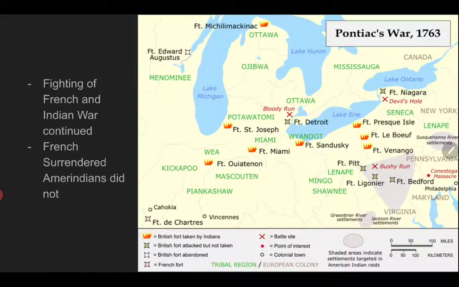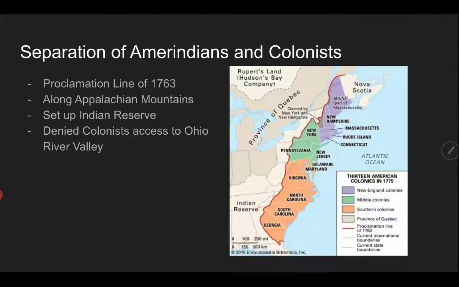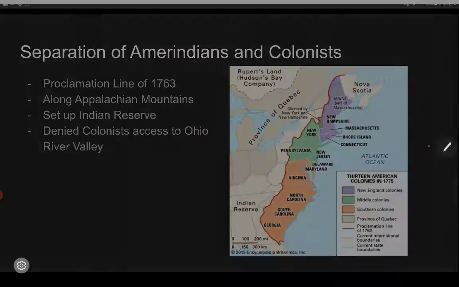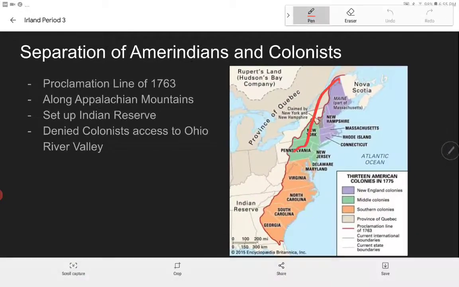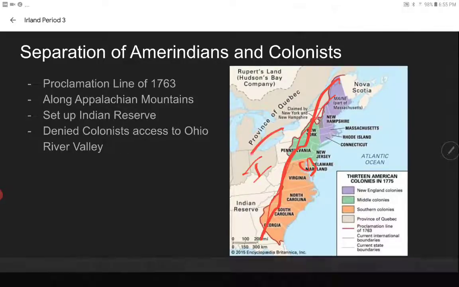And the English do not care about the Ohio River Valley. So what the English do is they create what is called the Proclamation Line of 1763. And they are like, okay, colonists, we are going to draw a line here, and you are going to stay on this line. And this is going to be the Indian land, right? So this Proclamation Line is important because what did the colonists fight for?